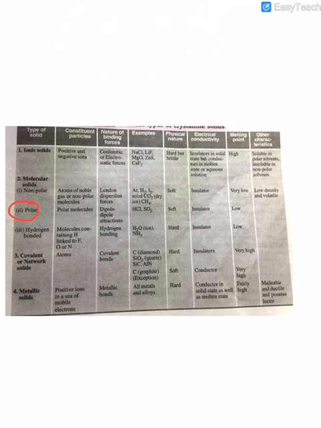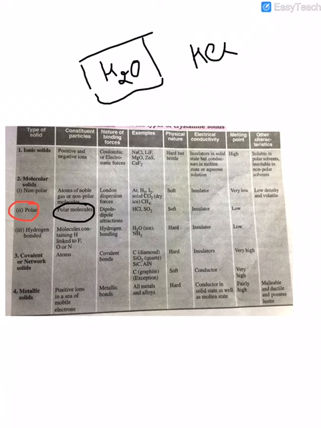polar molecules. Polar solids are made up of polar molecules, like water is a polar molecule, right? HCl. But water we consider in the hydrogen bonding, right? So HCl, or we can say sulfur dioxide. So we also have many other examples.